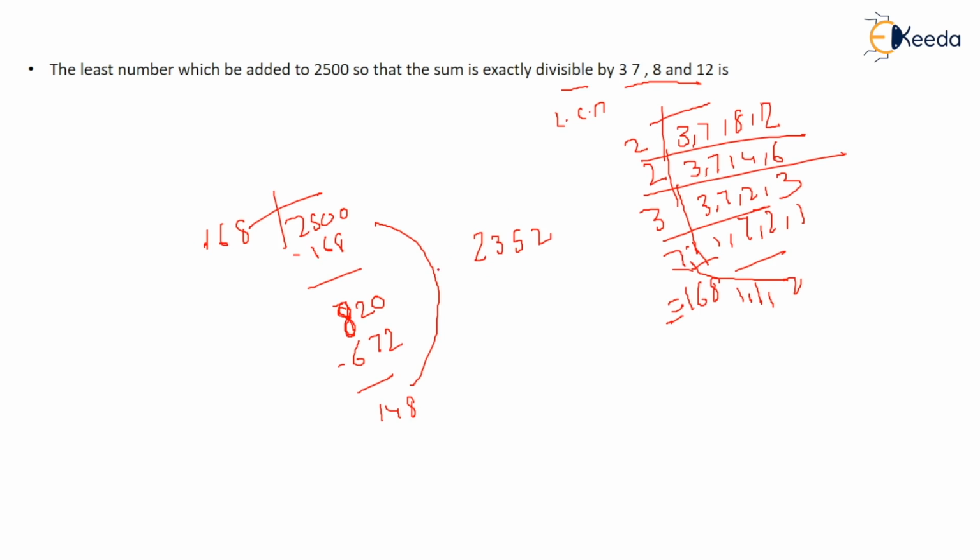They ask what should be added to the 2500 number so that the next number will be divisible. So if you add 168, this will be the next number which is divisible, right? So this comes out to be 2520, right? 2520. So how much is it more than this number? 20. So how much should you add to this 2500 so that it can get divisible by 168? 20 is the answer. So this is how you need to solve it.